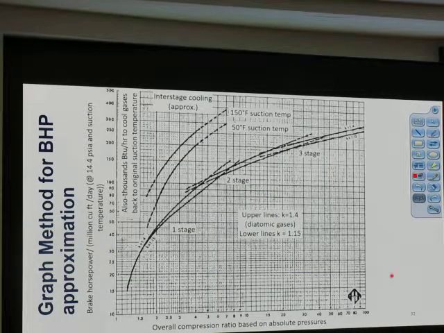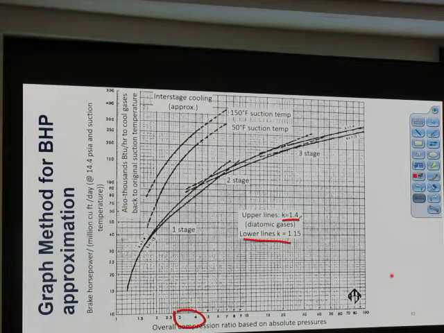Make sure that every way that we do it, they look the same. Okay? You should get the same number. So this is the graphical method: base horsepower per million cubic foot per day at 14.4 psi and a given suction temperature. Okay, we have the overall compression ratio based on the absolute pressure. Typically, compression ratio is between 3 and 4, right? And we have 1 stage, 2 stage, and this is the K value.